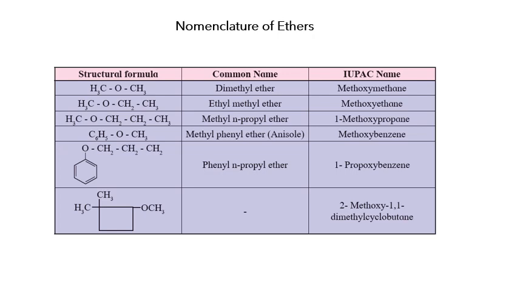Next one, C6H5OCH3. Name of the compound is methyl phenyl ether, anisole in the common system, and in IUPAC system methoxybenzene. Then, if one benzene ring is attached to the oxygen, that is the aryl group, and the other is CH2CH2CH3. Thus phenyl propyl ether, and the IUPAC name is 1-propoxybenzene.